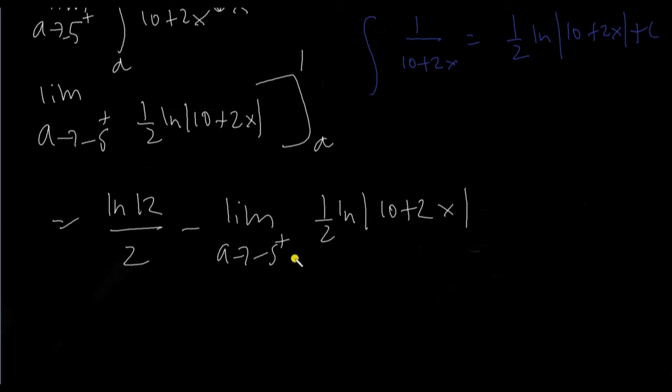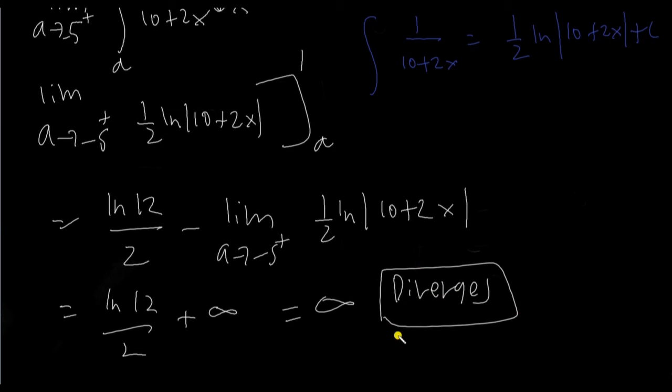Okay, let's see what happens if I plug in negative 5. This is going to go to 0. And if you think about what happens to the natural log function as it goes to 0, well, it goes to negative infinity. So that means this whole limit is going to negative infinity. This is the natural log of 12 over 2 minus negative infinity, so plus infinity. That's going to go to infinity. So this limit also diverges, but this time it diverges to positive infinity instead.